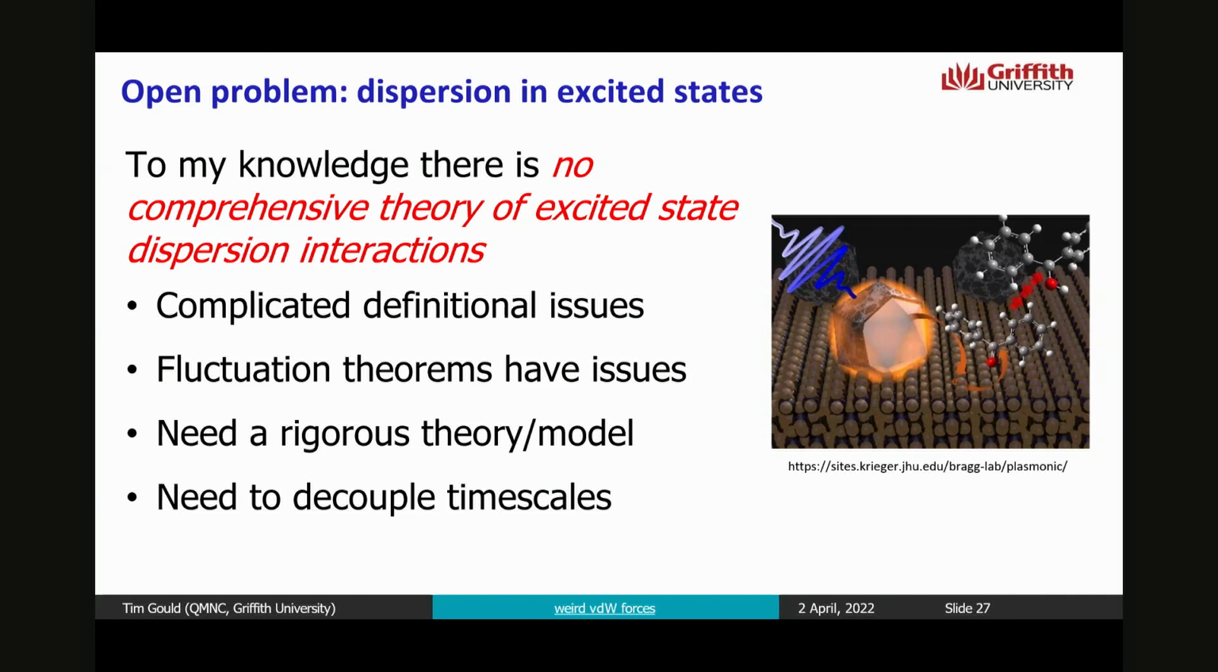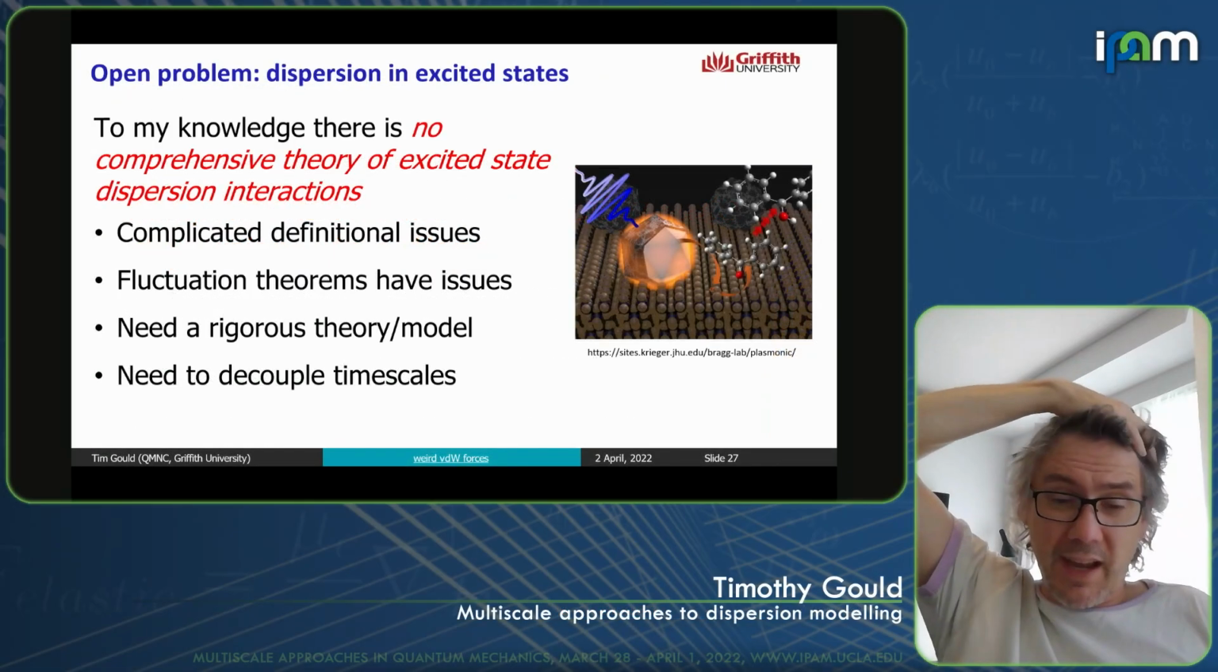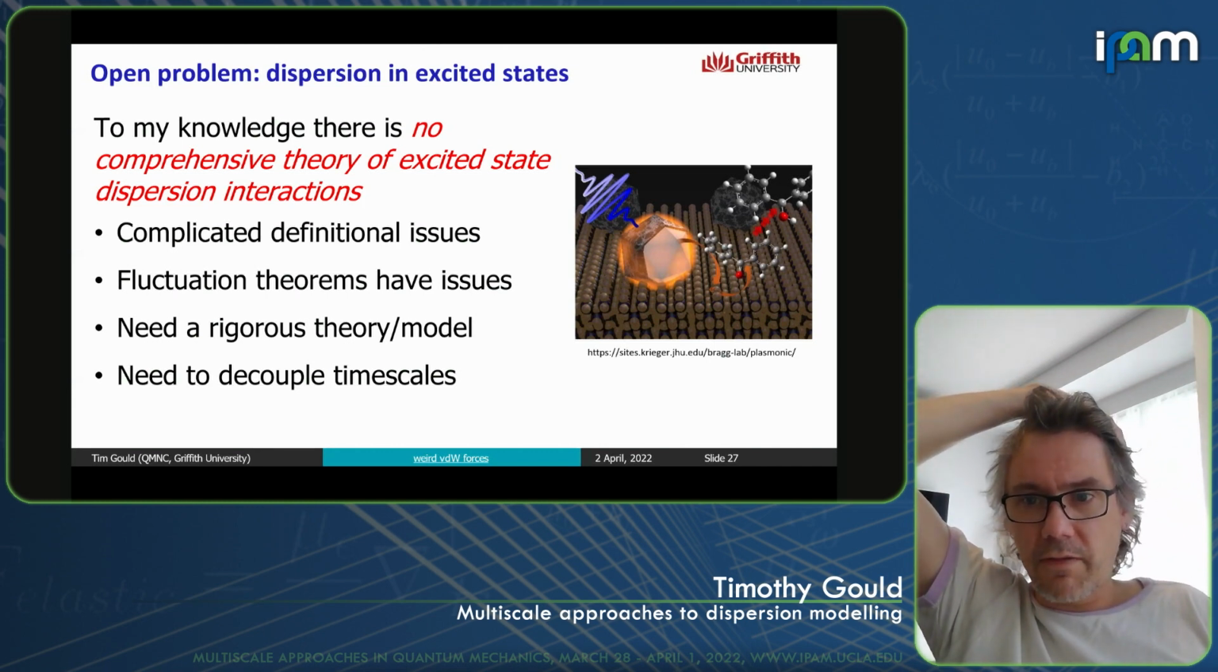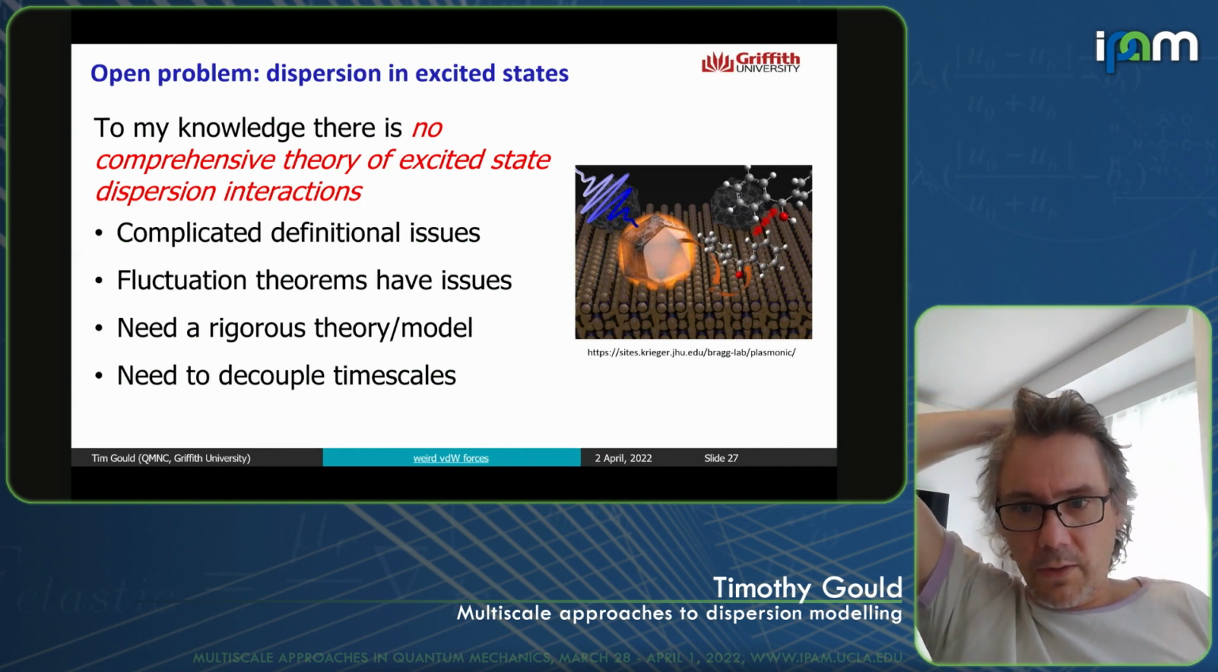dispersion of excited states. There are a few problems in this. There are some quite complicated definitional issues. How do we actually define what a dispersion force is? Fluctuation theorems change when you start from an excited state, and I'll talk a little bit about that in a second. We need a mathematically and physically rigorous way of understanding these problems. You have to be extremely cautious once you have excited states about doing things right.